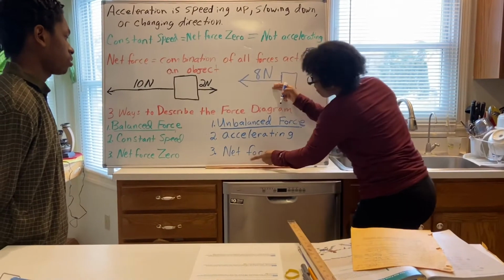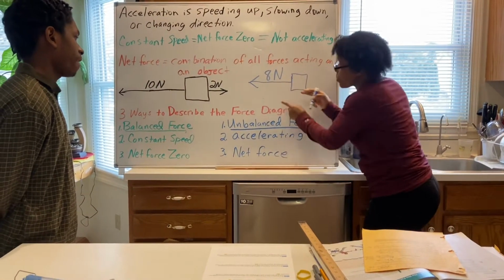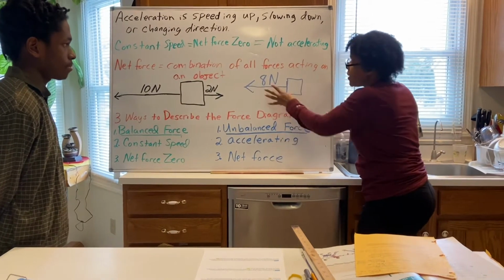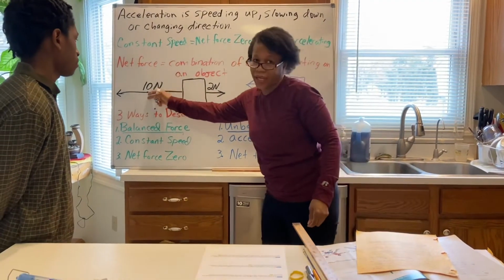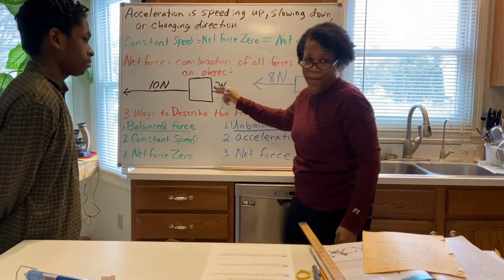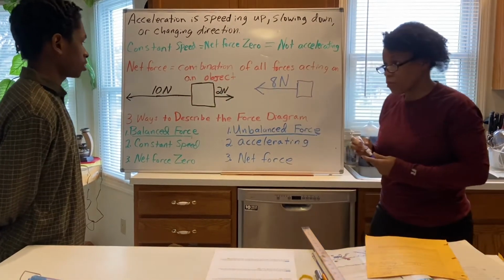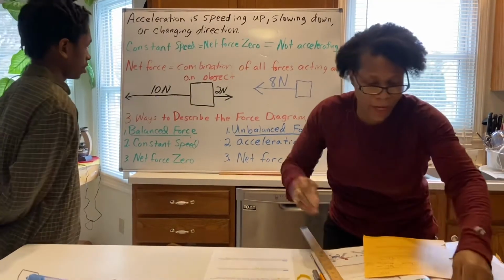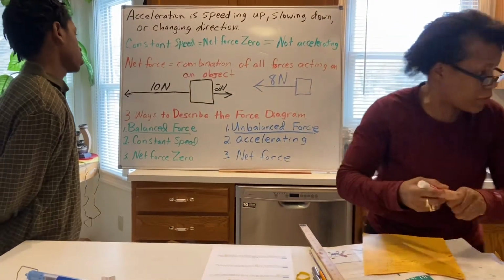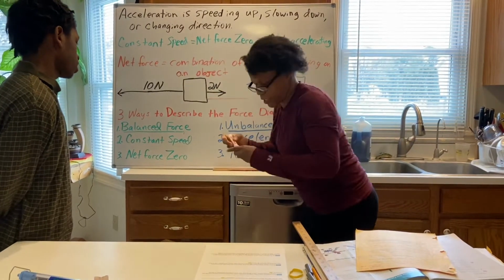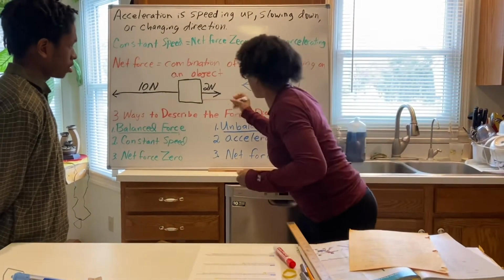And because I have a net force, it's going to be accelerated and unbalanced. Now, how could I make this balanced? Can somebody tell me what I can do to make this balanced? Add 8 to that side. Okay, that's right. I'm going to add 8 newtons to this side. Oh, that's not a good color right there. Let's do this one.